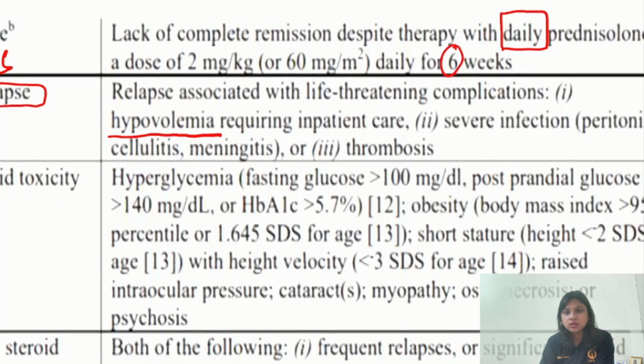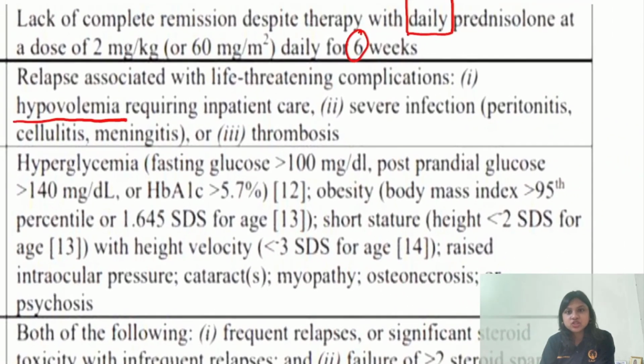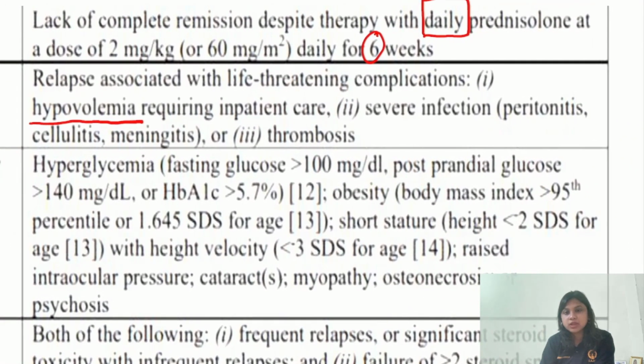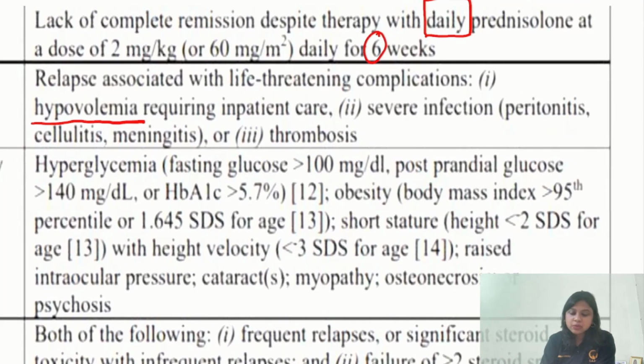So hypovolemia. Number 2 is severe infection, peritonitis, cellulitis, meningitis. So what is meant by severe infection? It is only peritonitis, cellulitis, meningitis, not pneumonia. So PCM: peritonitis, cellulitis, meningitis, and P is not for pneumonia, P is peritonitis. And last is thrombosis. So what are the complications? Hypovolemia, severe infection, and thrombosis.